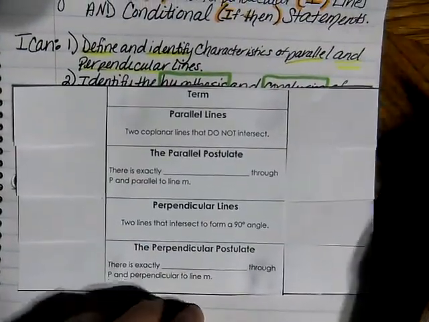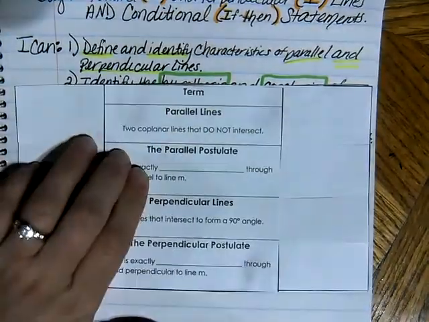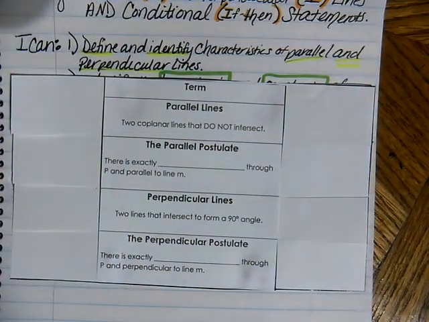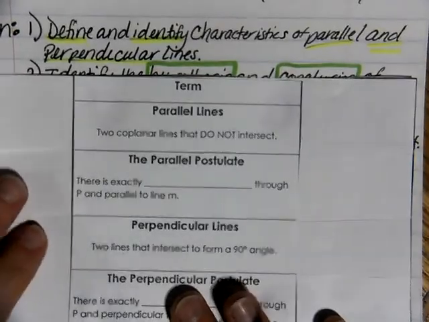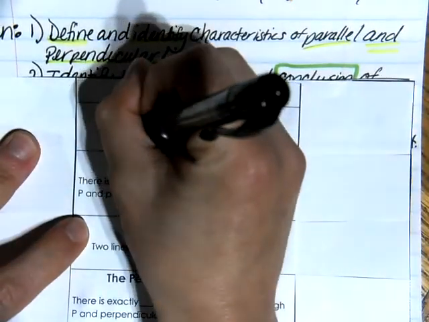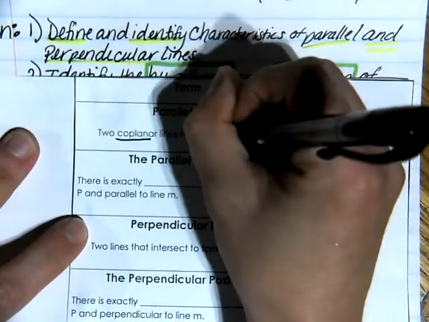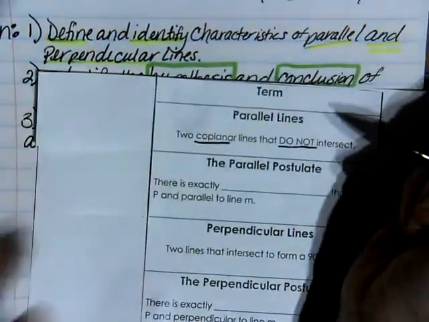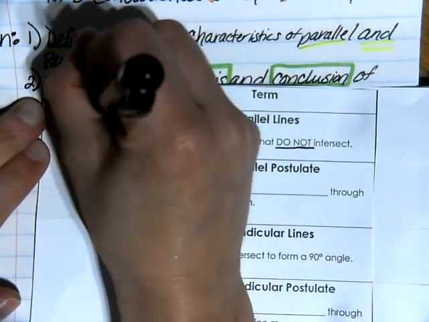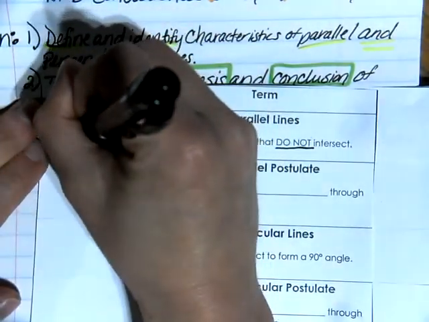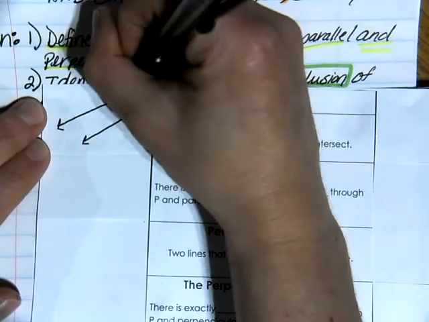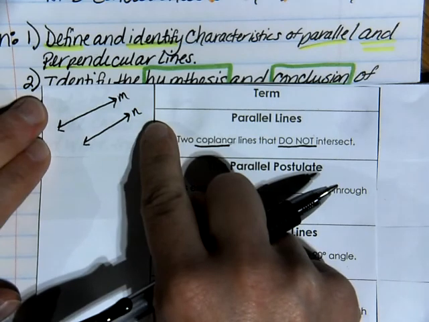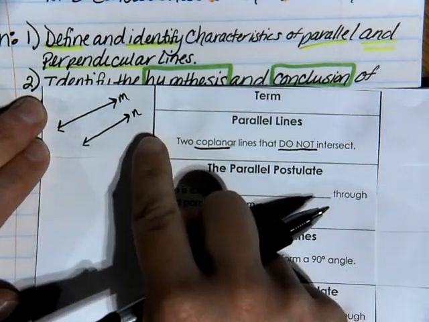Go ahead and start off with our first vocabulary word. Our first vocabulary word is parallel lines. Parallel lines are two coplanar lines, meaning that they lie in the same plane. So this is very important. Two coplanar lines that do not intersect. So for parallel lines, please go ahead and draw two lines that do not intersect. What you're going to notice about these lines, we'll call them M and N, is that they are going in the same direction, but they are not intersecting each other at all.